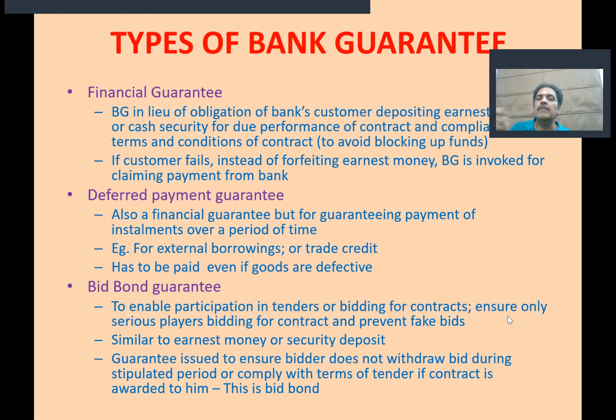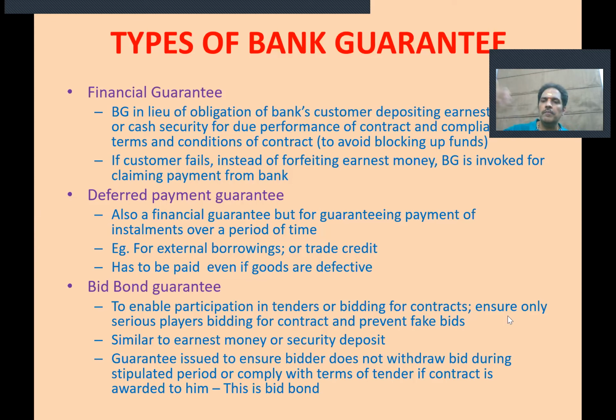Then second is deferred payment guarantee. So this is also a financial guarantee, but for guaranteeing payment of installments over a period of time. Suppose you are taking an export credit, or you are taking external borrowings, commercial borrowing. So in that particular case, you are supposed to be producing things and then exporting it. You are supposed to be using that in your business and paying the principal and interest. So the payments are spread over the period for which you are receiving credit or you are being given a loan. For that particular period of time, you are supposed to be protected, and that protection is given through a deferred payment guarantee.